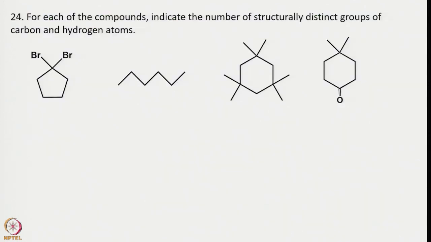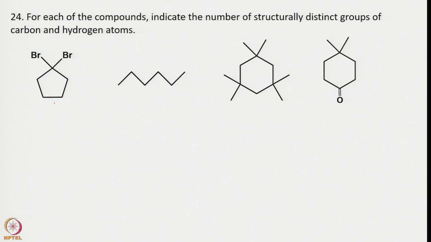I have 4 different molecules here. For each of the compounds, indicate the number of structurally distinct groups of carbon and hydrogen atoms. It is not to specifically tell the chemical shift value, it's very difficult. Nobody would ask you all the information. The only thing is you should be able to tell how they are going to split, or at least as simple as how many different types of distinct groups of carbon and hydrogen are there.